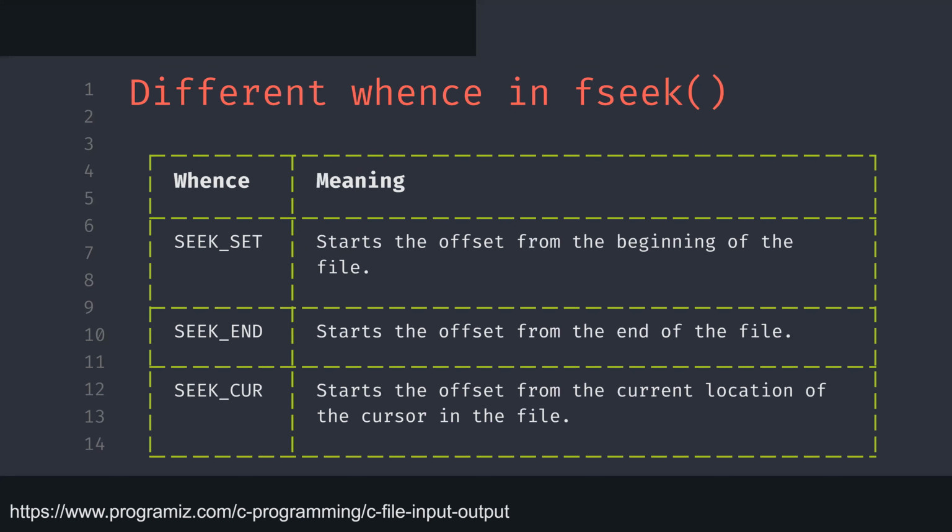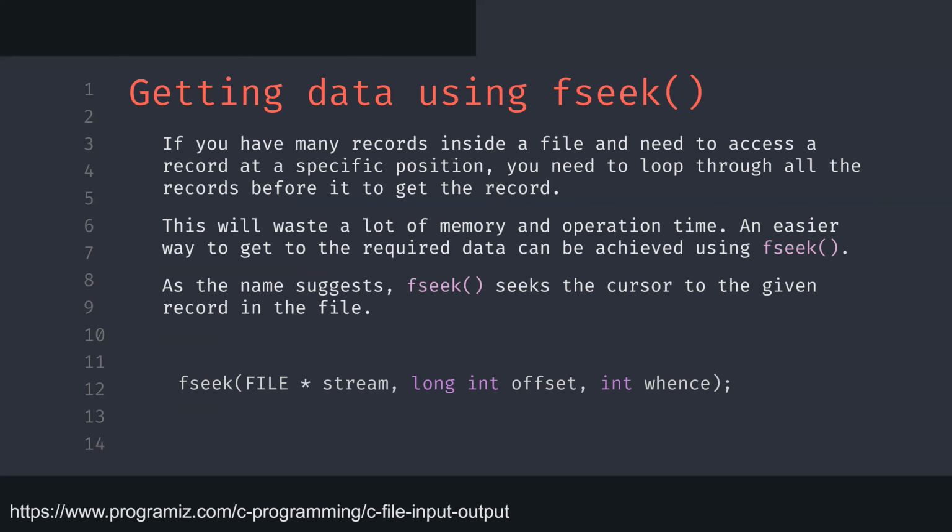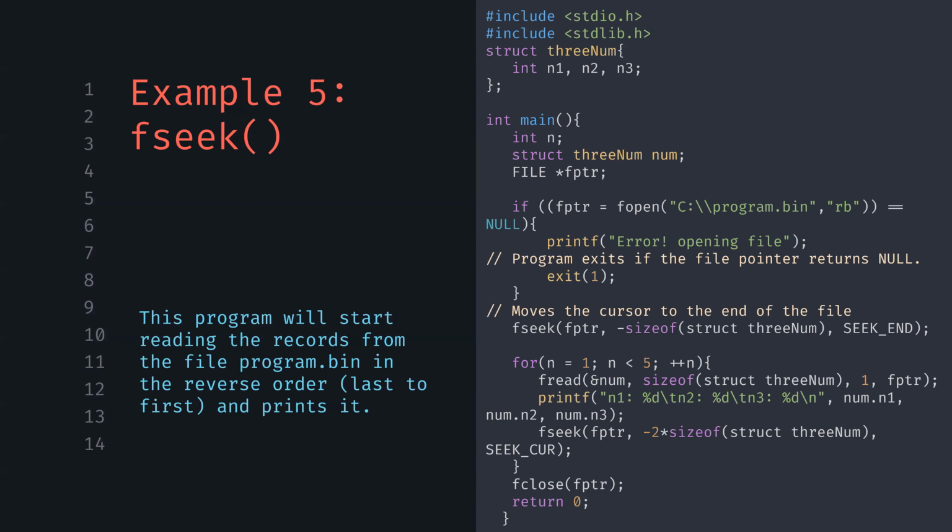So there are several things. That means the start of the offset from the beginning of the file, and the sequence is when the seek or the cursor is used. So it will start the offset from the current location of the cursor. So through fseek, you can use the cursor as mentioned here to get your relevant information. Right. So this is such an example.